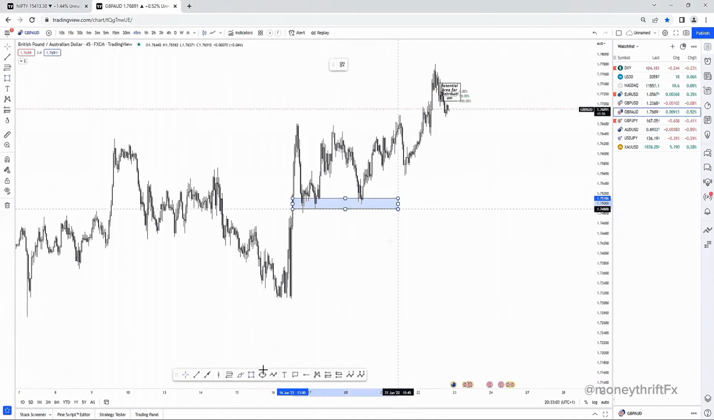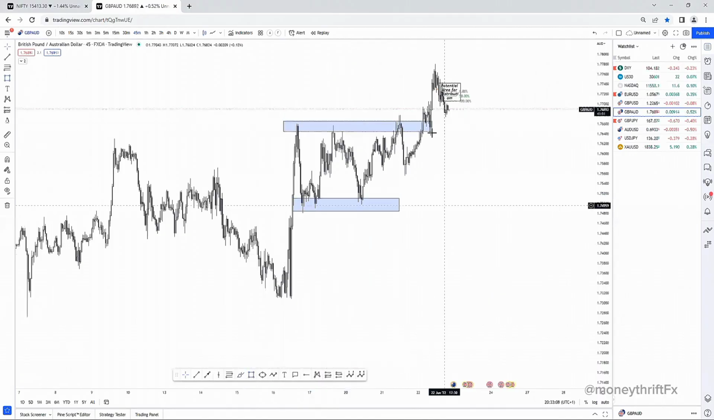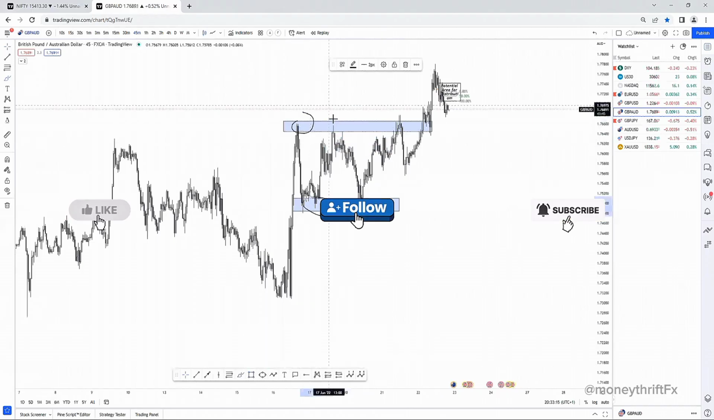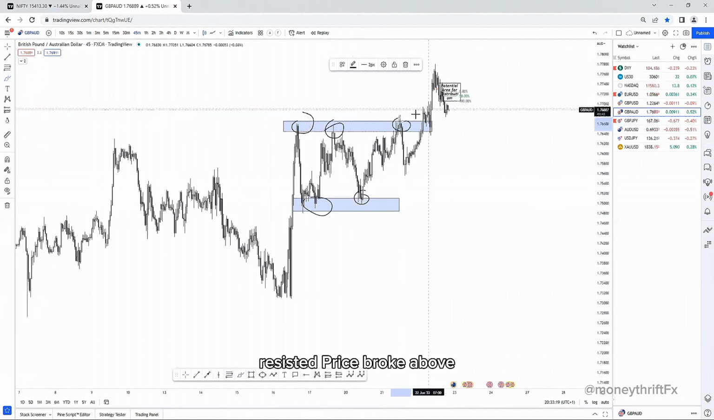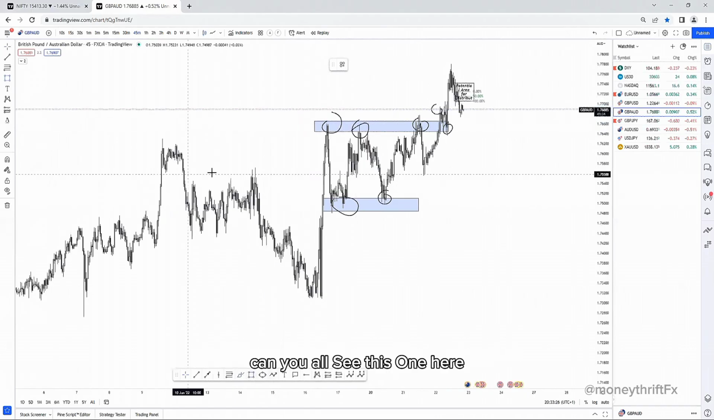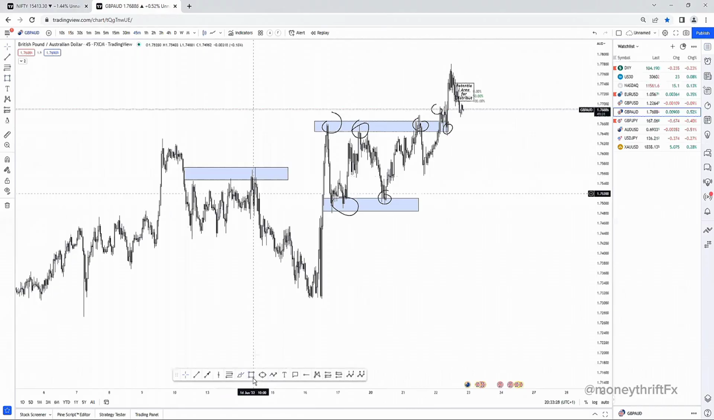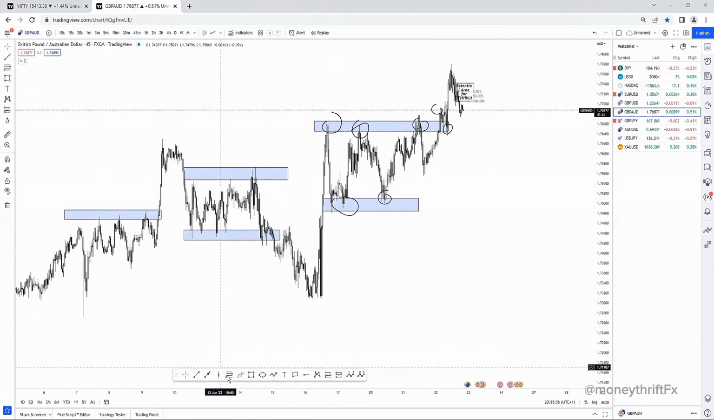Support zones, resistance zones. See how price came in here, resisted, supported, resisted, supported, resisted. Price broke above, came back, resistance turned to support, and then continued blasting above. And you also see this one here. Support and resistance. Can you see all that happened here?